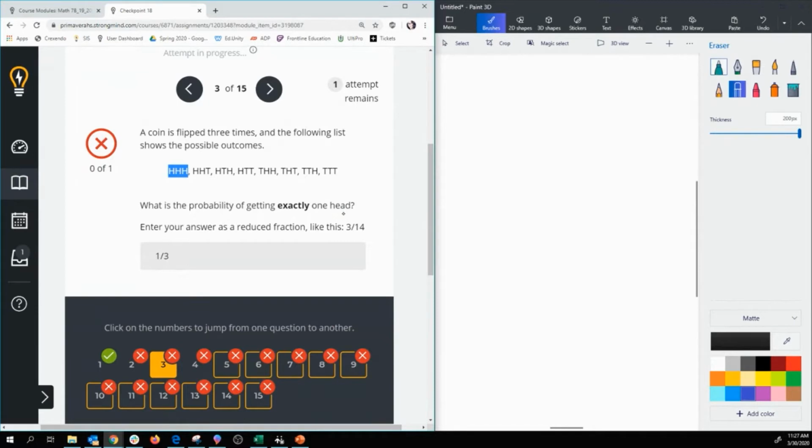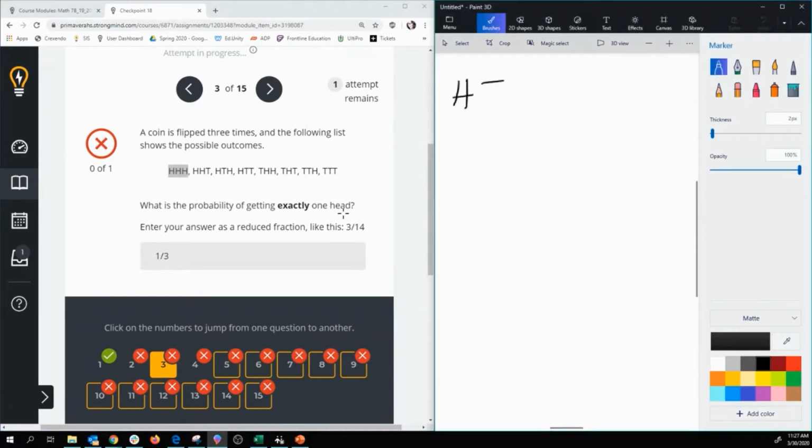HTT, perfect, that's 1. Wade says that there's 3 of them. Yep, there is 3. We can have tails, H, tails, and then the very last one is tails, tails, H. All 3 of these have exactly one head. Perfect. So I have 3 total options that only have exactly one head.